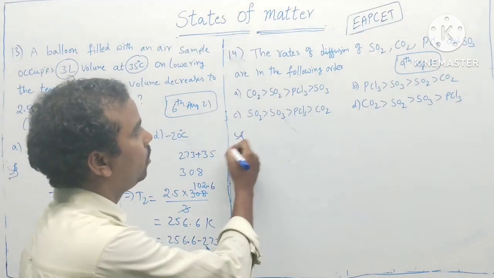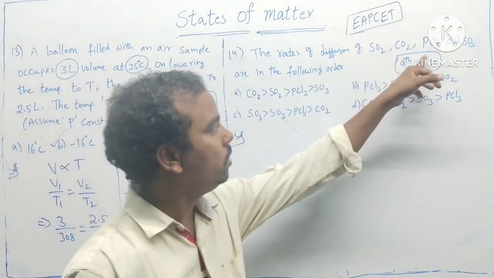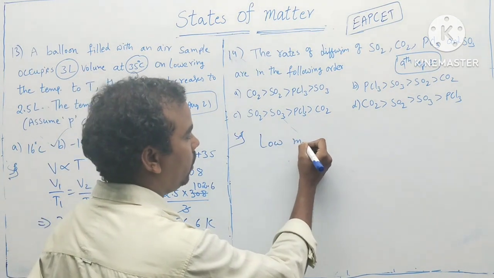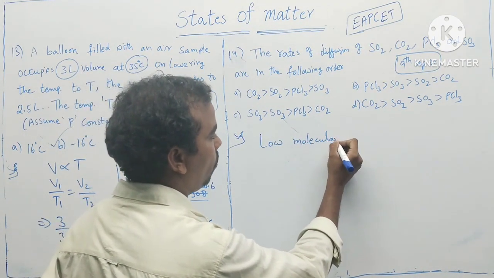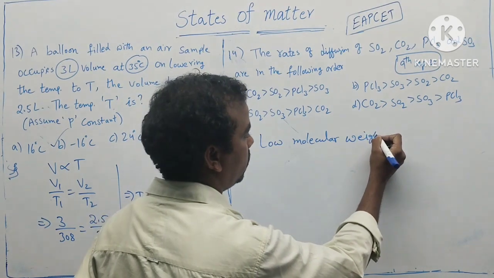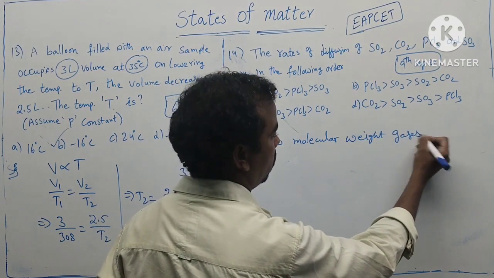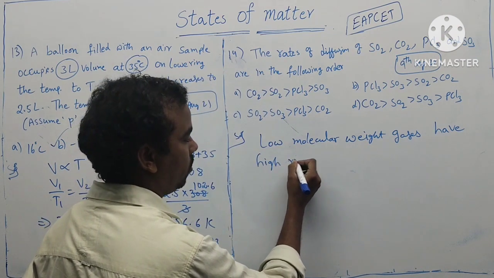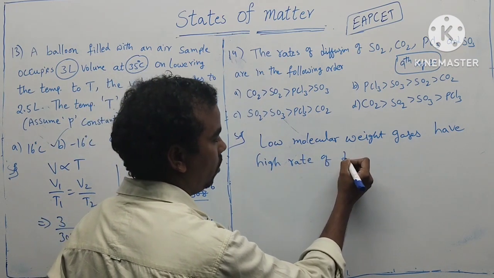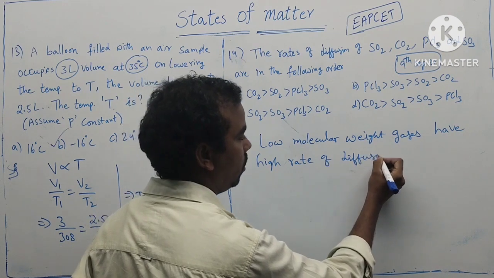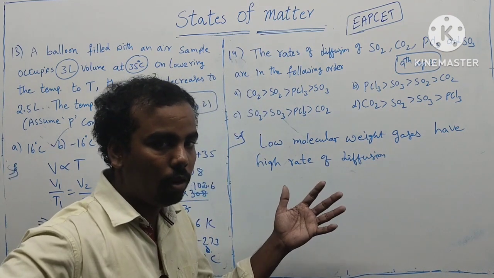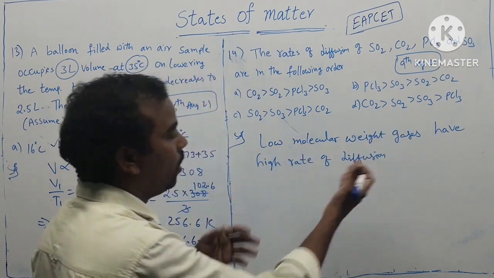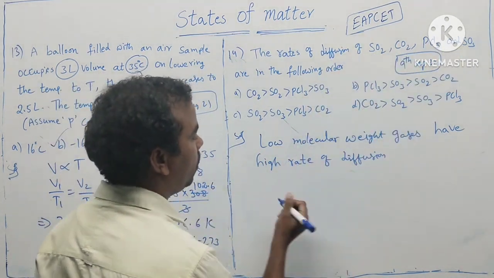So next question. The rates of diffusion of SO2, CO2, PCl3 and SO3. Low molecular weight gases have a high rate of diffusion. So we know that if molecular weight is less, diffusion is more. If molecular weight is more, the gas diffuses slowly. So which one has low molecular weight?